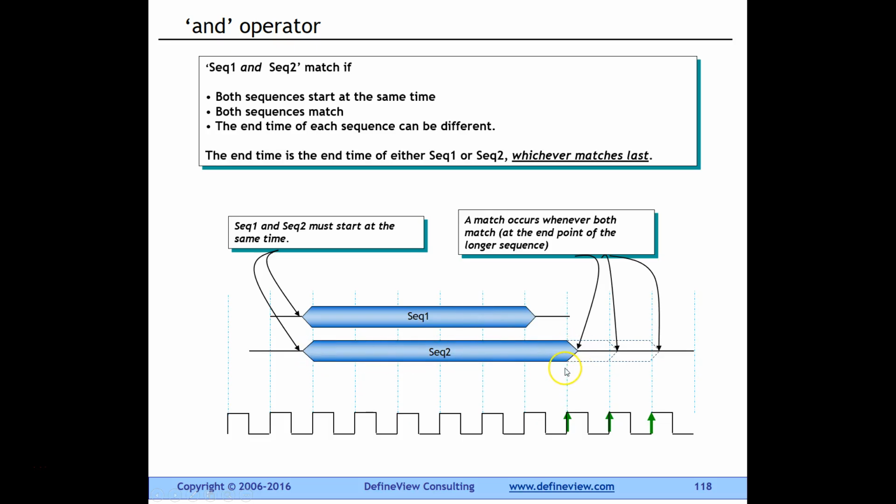For example, this sequence completes. Sequence 2 is a longer sequence. It completes at this clock and it passes. It could have completed here or here as well, and in either of those cases, the sequence will be considered to pass. And because it's an AND, the end time is the end time of whichever sequence matches last, because we need to wait for both sequences to end to see that they both remain true at the quote-unquote same time when they start at the same time.